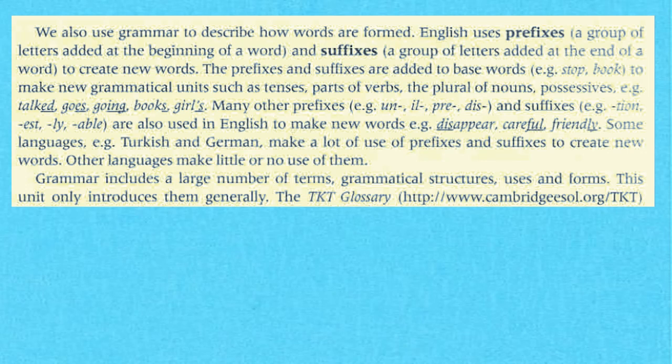Many other prefixes, for example un, il, pre, dis, and suffixes, for example tion, est, ly, able, are also used in English to make new words, for example disappear, careful, friendly. Some languages, for example Turkish and German, make a lot of use of prefixes and suffixes to create new words. Other languages make little or no use of them. Grammar includes a large number of terms, grammatical structures, uses, and forms. This unit only introduces them generally.